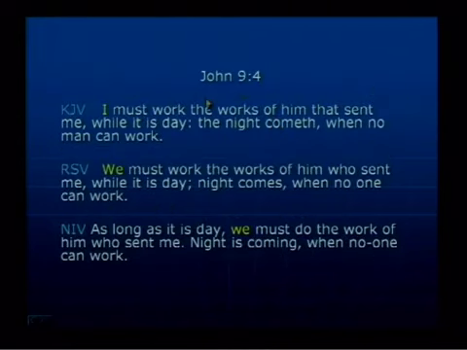John 9, verse 4, one little word changed. Notice this, how cute they are. I must work the works of him that sent me while it is day. The night cometh when no man can work. The RSV and the NIV say, we must work the works of him who sent me. What's the difference between the two?